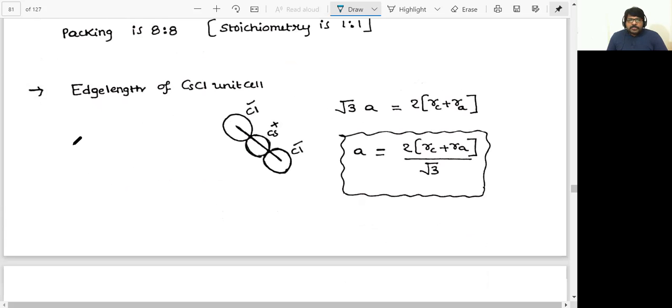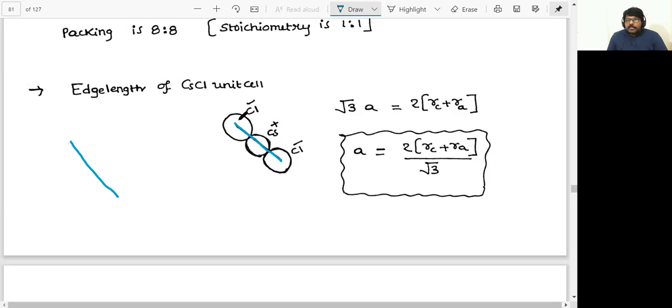And see, this is the body diagonal I'm taking. This is a body diagonal. So what are the points present on this body diagonal? This is the corner, this is the corner, and this is the body center. In fact, the body center is a cubic void, and the cubic void is actually occupied by the cesium cation in our discussion. And the corners are occupied by chloride.